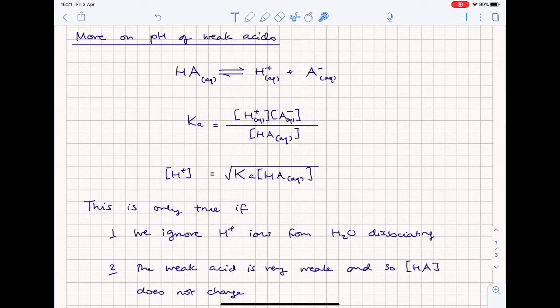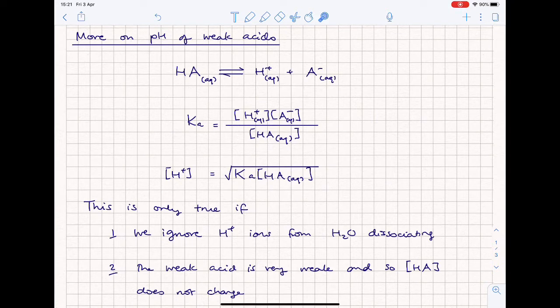This is a short video on a couple of things I didn't cover on the previous pH and indicators videos, and they're things that you need to be aware of. So the first thing is when we're using this expression to work out the concentration of H ions for weak acids, is that we're making a couple of assumptions in order for this to be valid.